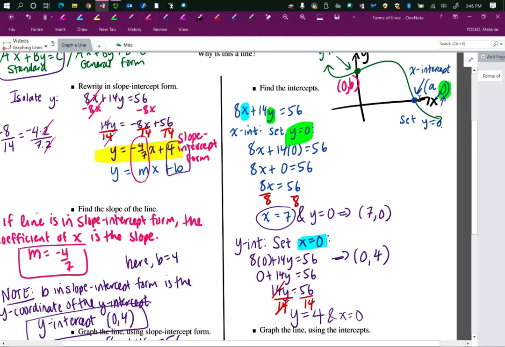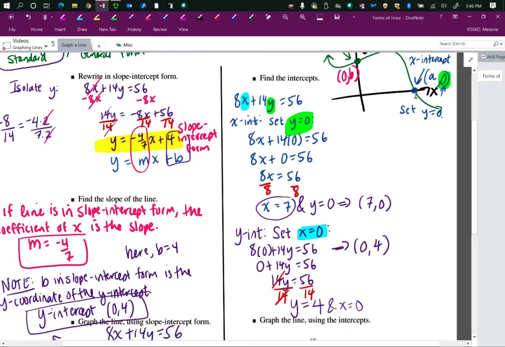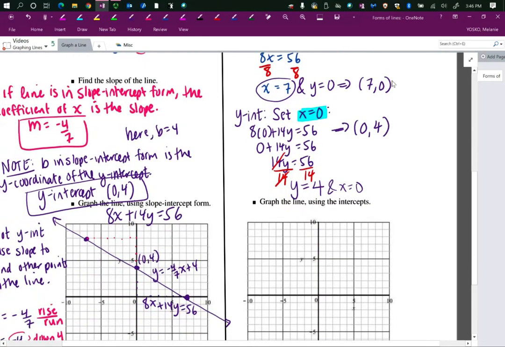Remember, we only need 2 points to graph a line. So let's graph this. So we're going to graph 7, 0. Remember, this is the x-coordinate, this is the y-coordinate. So we're going to go 7 along the x-axis. It's positive, so we go to the right. So 7, and the y value is 0, so it's right on that axis. So this point right here is 7, 0.